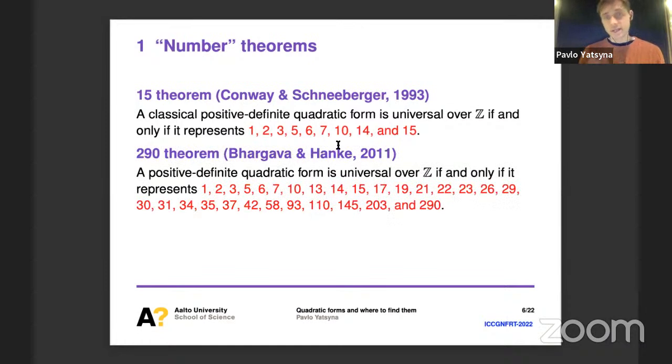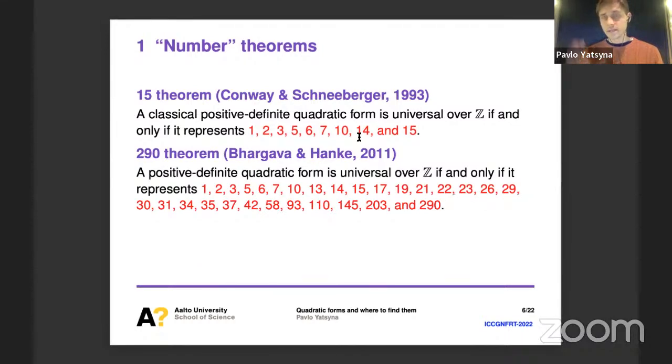It was not slight, but quite a lot. It was improved by Bhargava and Hanke in 2011. And they showed that given any positive definite quadratic form, and now here the Gram matrix doesn't have to be integer, so given any positive definite quadratic form over integers, it is universal if and only if it represents all integers between 1 and 290.